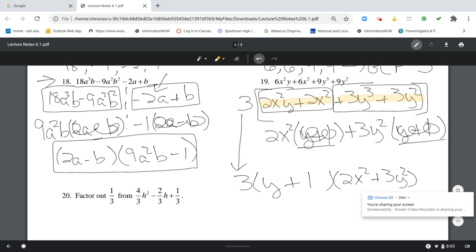Now, that's a lot of factoring, I know. Factor by grouping and greatest common factor, but factor by grouping utilizes greatest common factor. So that's why those two things are set together.